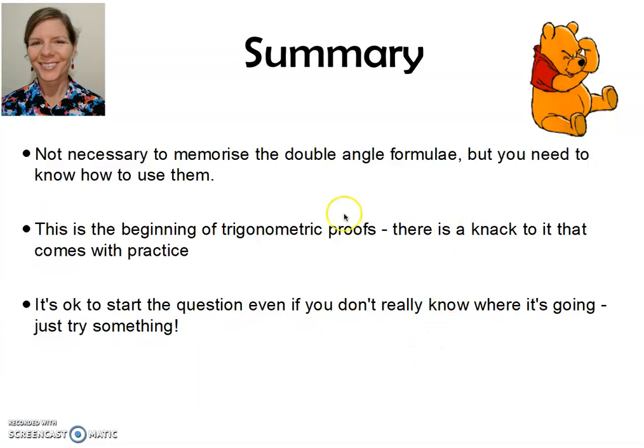Because as I said, as we give you more formulae, so far we've only got the addition and double angle formulae, and the Pythagorean identity. As you get more relationships between all those things, you need to get quite adept at working out which one you need to use to get the answer you're after. So it's okay to start the question even if you don't really know where it's going. Just try something. It's better than sitting there going, I don't know.